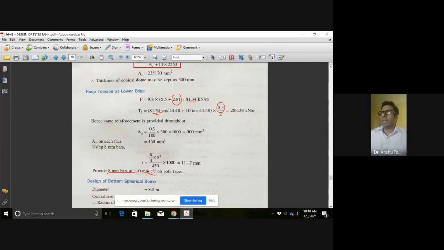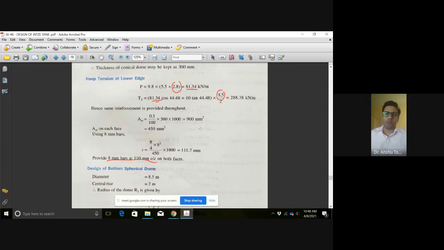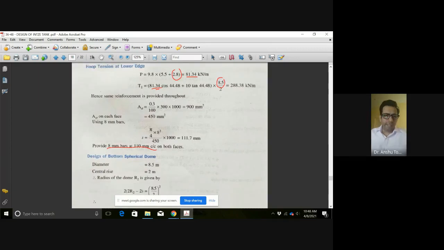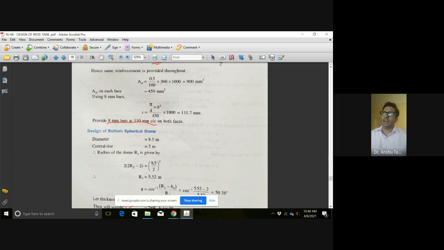So similarly, you can see after the whole calculation, we are getting 900 mm square here, and on each face, it is coming out 450 mm square. This area of reinforcement is very less as compared to the top. It is almost one third of the reinforcement we are getting at the top. So you can continue the same reinforcement you have got at the top part due to hoop stress till the bottom of the conical dome. See here we are getting 8 mm at the rate of 110 mm center to center, which is quite less as compared to the top part.